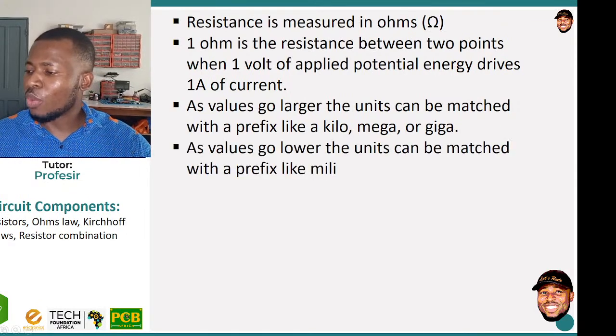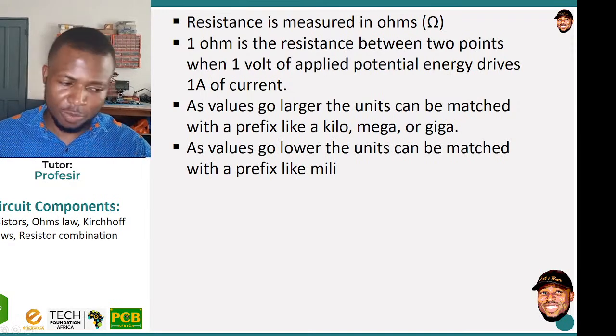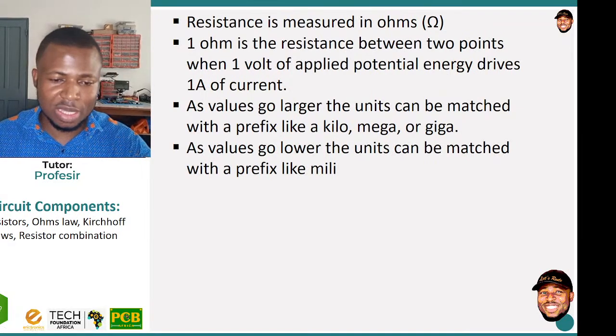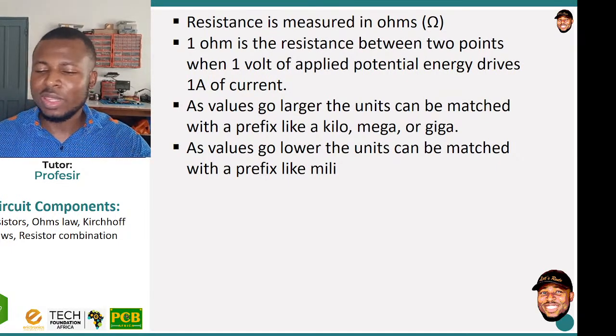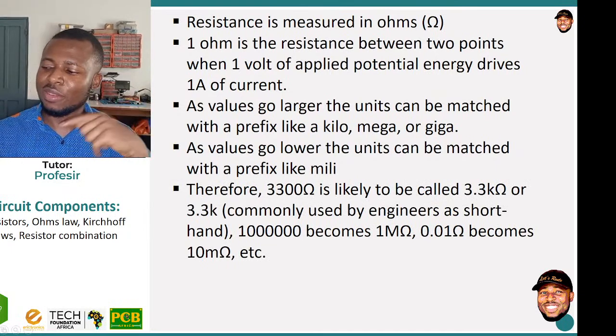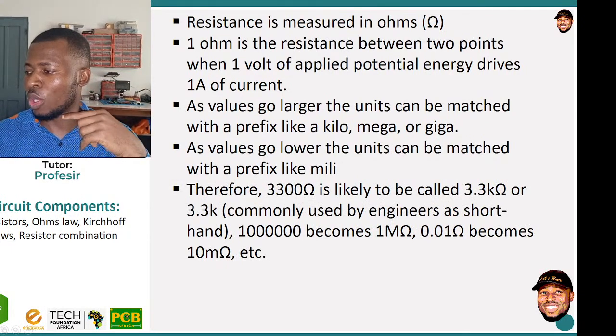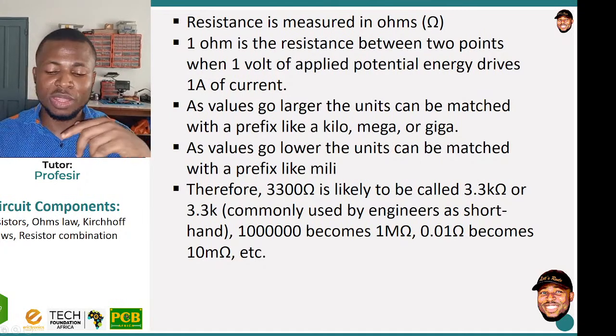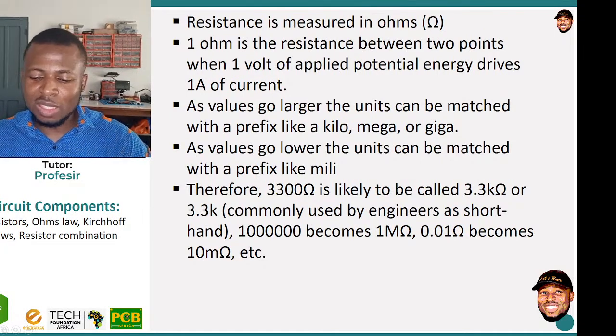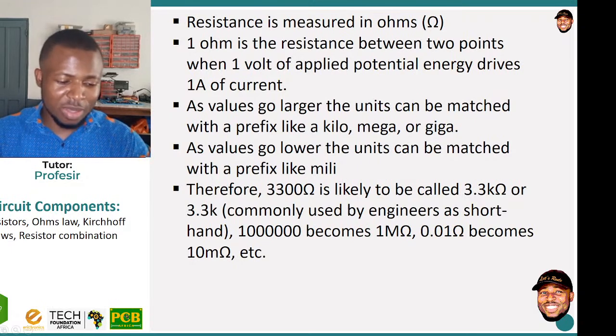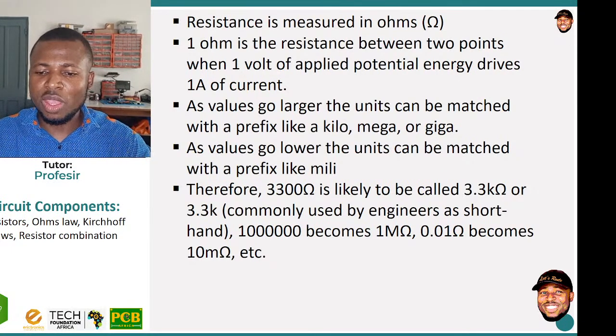Okay. Then we can also have lower values. In fact, when you are working with shunt resistors, you can have values like 0.01 ohms, okay? So things like that, we can use a milli prefix on them to make them look nicer. Okay, so if we have something like 3,300 ohms, we could call it 3.3 kilo ohm or 3.3K. Is that right? So when we start the PCB, you hear me say calling up resistors according to their value and a prefix. Okay, so something like 10K, 2K, 1K.